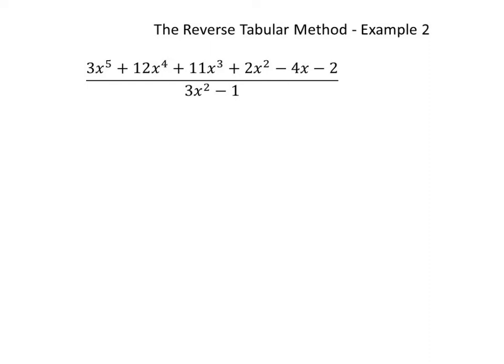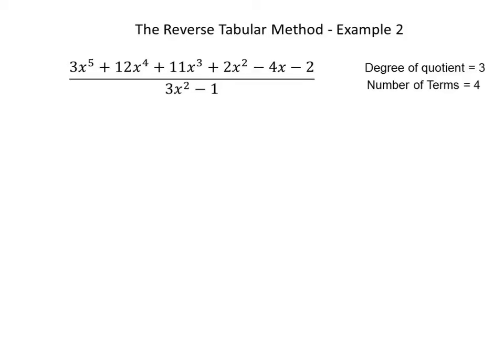Here is another example of using the reverse tabular method to divide polynomials. We will be dividing this dividend by this divisor right here. As you can see, in this example it's a little bit longer than what we had before, and the denominator, the divisor, has a missing term.